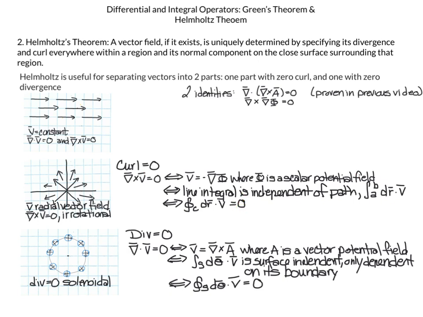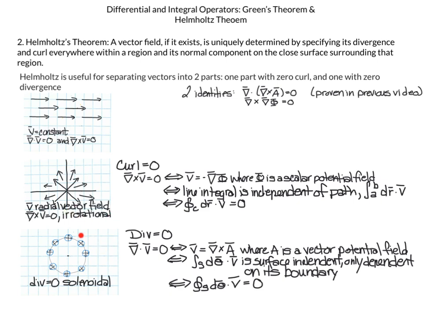So all of these statements, that the curl is 0, V is the gradient, or V has a scalar potential field, the line integral is independent of path, and an integral around a closed curve is equal to 0 are all equivalent. Oh, and I should also mention when a field has 0 curl, we call that irrotational.